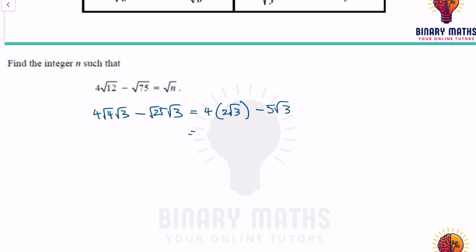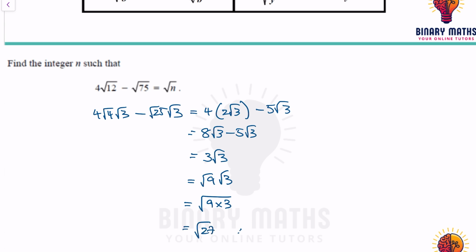If I multiply out the first term, I get 8 root 3, take away 5 root 3, which is equal to 3 root 3. Some people might stop there, but remember we were trying to write the answer as root n. So 3 root 3 is the same thing as root 9 times root 3, because 3 is the same thing as root 9, which is the same thing as root of 9 times 3, which is square root of 27. So in this case, n is equal to 27.